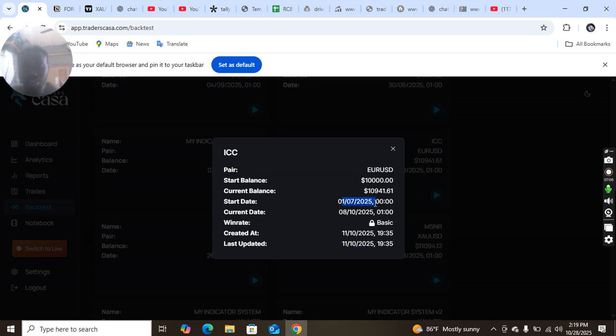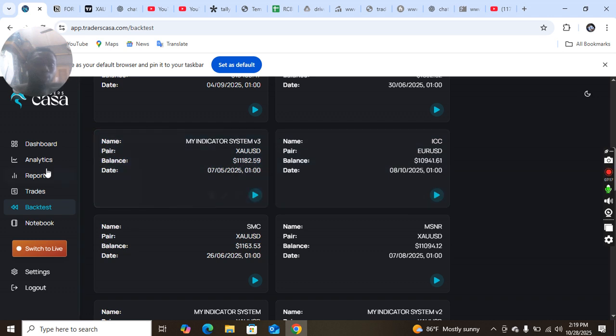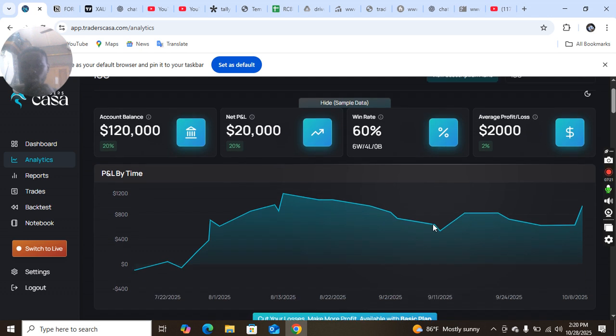You can see the date right here. You can see where I started, the current place that I ended it, and the day I created it. It's the current price action. So let's dive deep into the analytics and see what the analytics has for us, right?